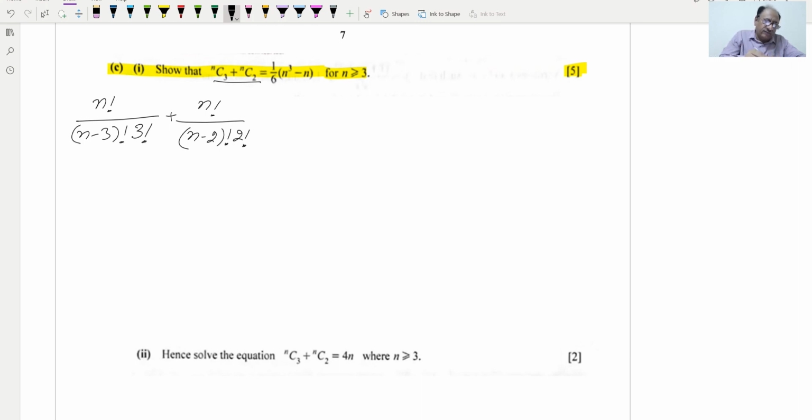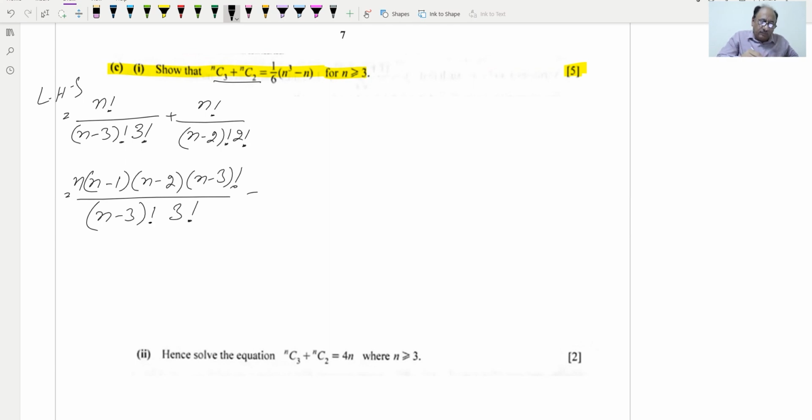So this is our left hand side which we have taken, and now we can rewrite it as n into n minus 1 into n minus 2 into n minus 3 factorial, divided by n minus 3 factorial into 3 factorial, plus n into n minus 1 into n minus 2 factorial divided by n minus 2 factorial into 2 factorial.